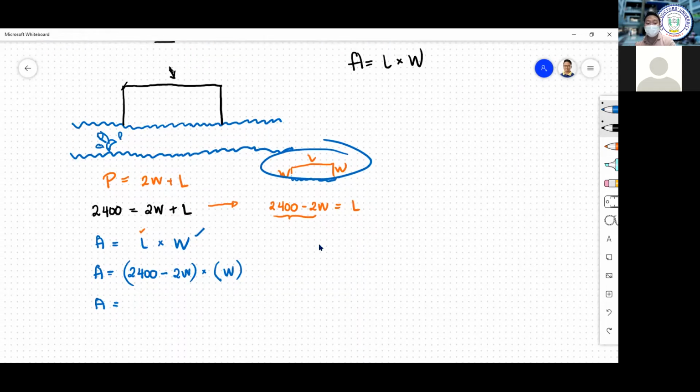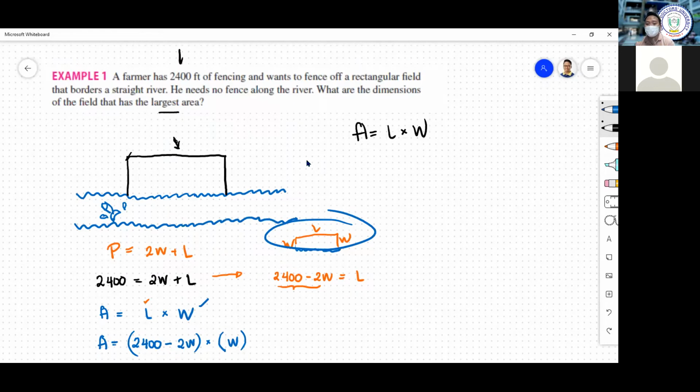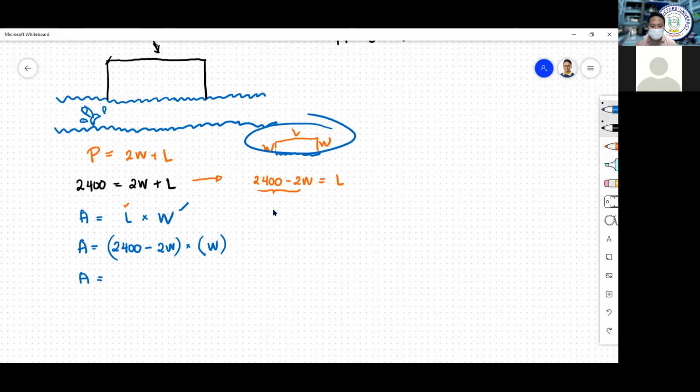Okay, again, this is now where the optimization process begins, because the question in the problem asks what are the dimensions of the field that has the largest area. So we're looking at the possible largest area. We're trying to optimize the area. So it's the area that we need to get the derivative of. Okay? So we would get 2,400W minus 2W squared. I just distributed the W, guys.